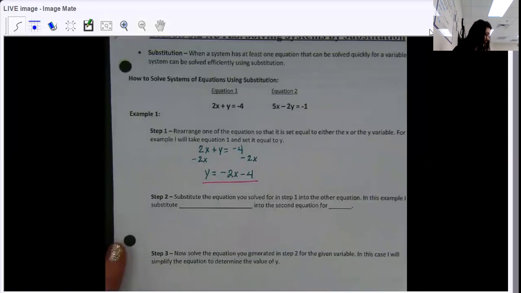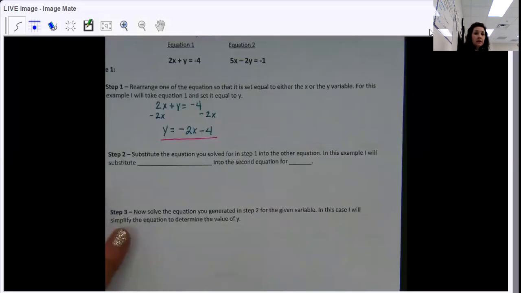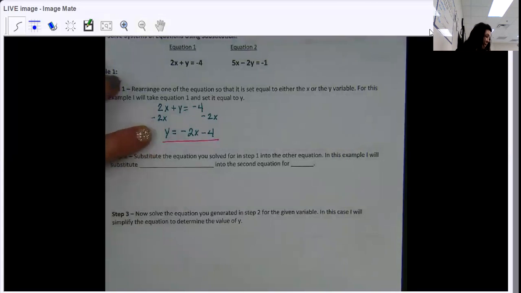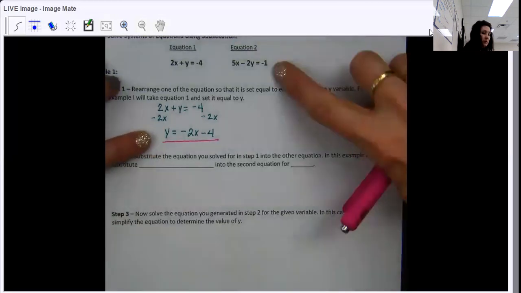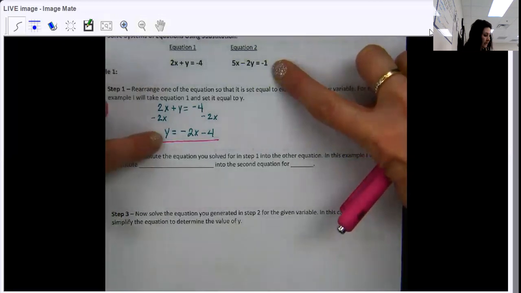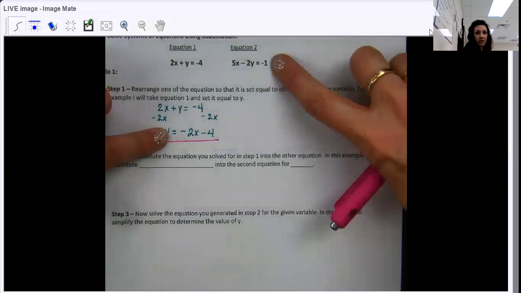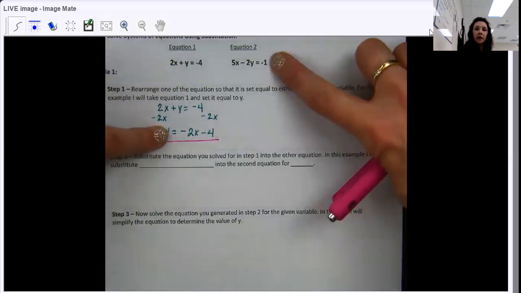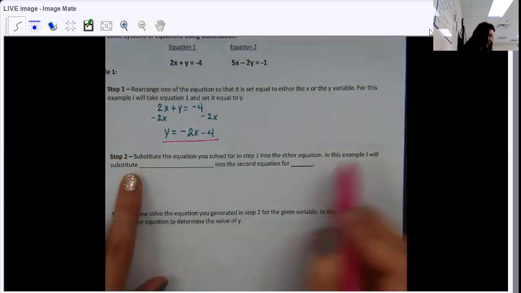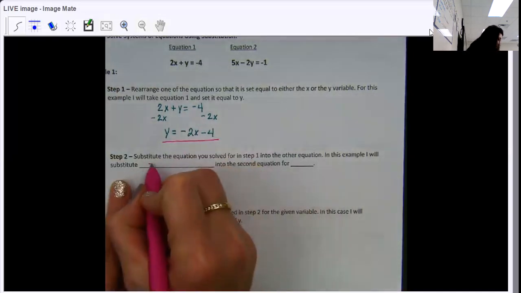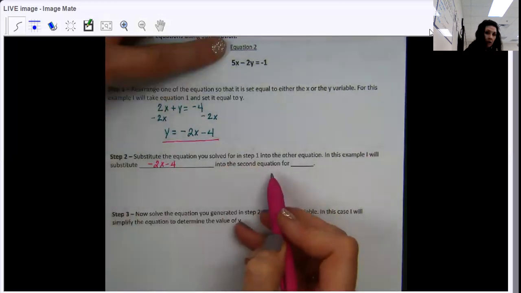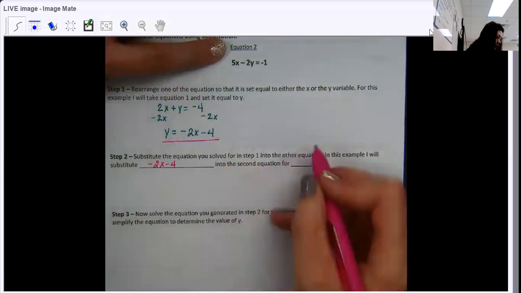All right. Now step 2. Substitute the equation you solved for in step 1, which is this one right here, into the other equation, which is going to be this one right here. So we took this and we converted it into this, and now we're going to substitute this into this equation. And it is a little confusing at first, but as I go through, I'll explain a little bit more. In this example, I will substitute -2x minus 4 into the second equation, equation number 2 up here, for y.